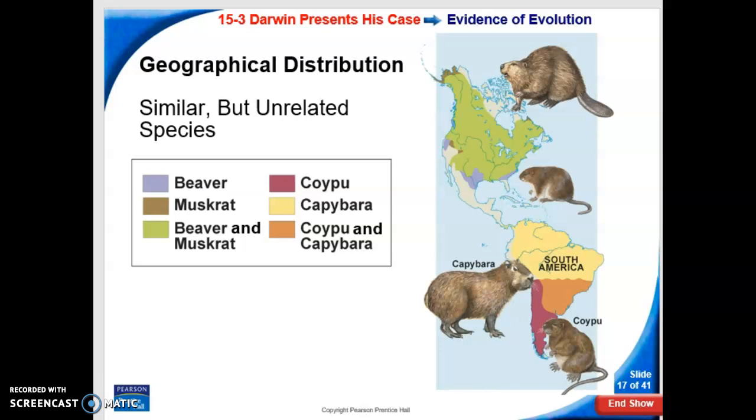The next one is the geographical distribution. When we talked about biomes during ecology, we know that some places have very similar climates, and what he found is the places with similar climates have very similar species, but they're unrelated. So all of those species are similar because they have a similar environment, and those adaptations make them more fit. So although they are not related, they are similar because they're trying to adapt to their environment.